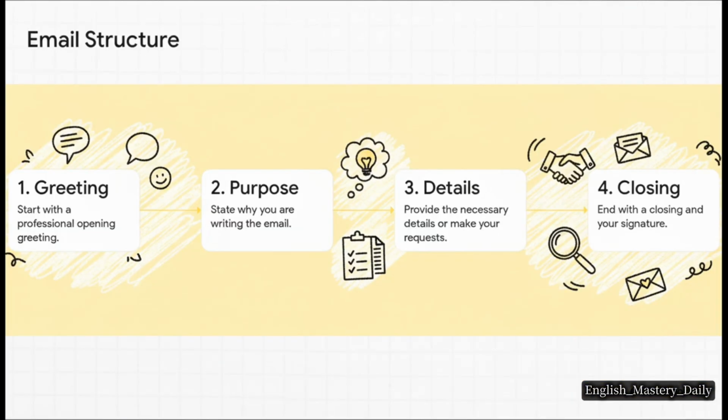It's honestly that simple. 1. You have your opening greeting. 2. You state your purpose right away. Why are you emailing? 3. You give the details or make your request. And 4. You wrap it all up with the closing and your signature. If you just keep this framework in your head, you will never send a confusing email ever again.